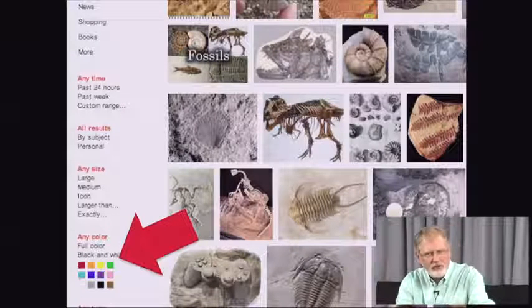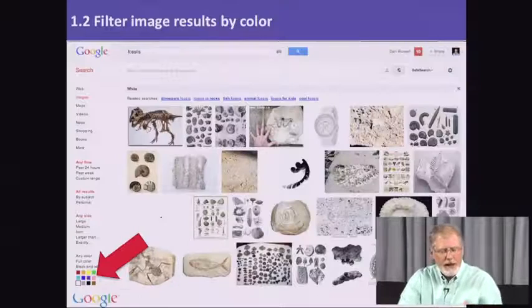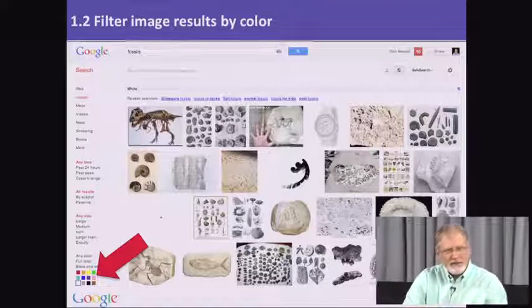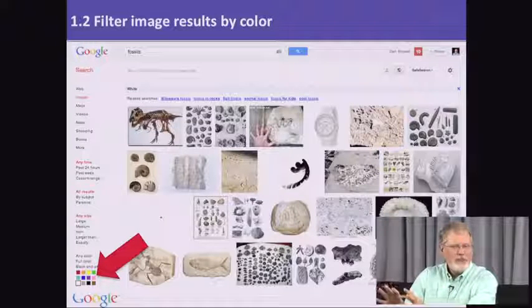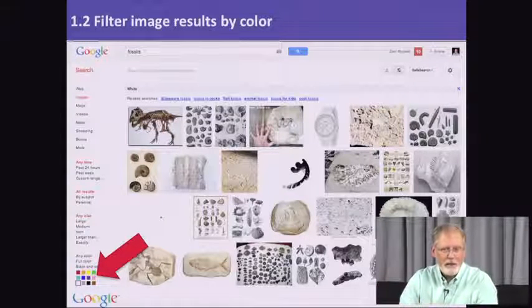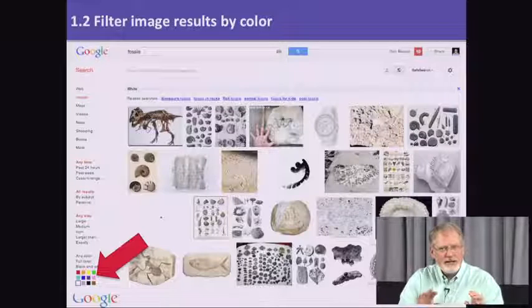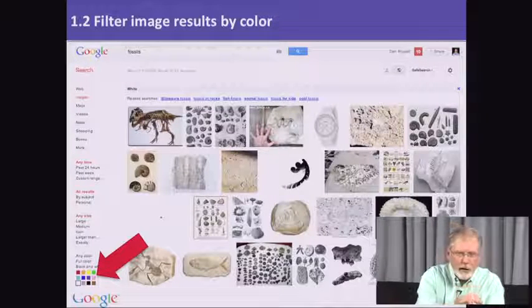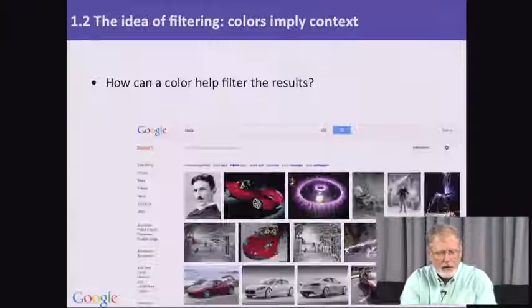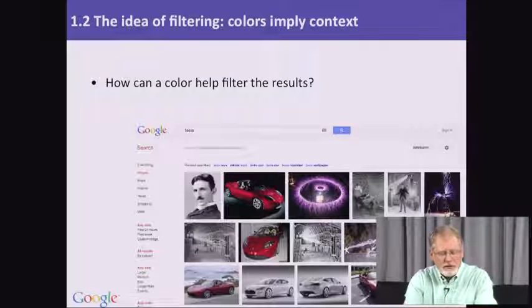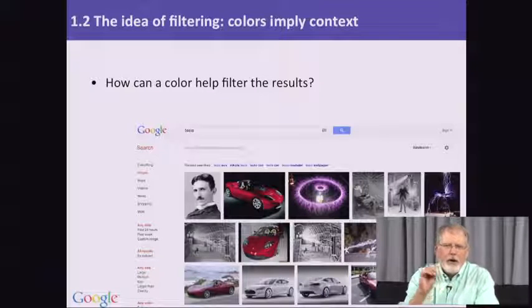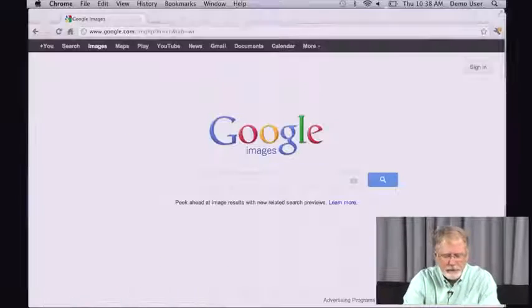So here we've done a search for fossils, and now I've clicked on the color chip for white. And what that does is it says, look, I want images that are primarily white or have a lot of white in the background. What this does is it lets you take your search results and filter by that color. One of the things you can do with this is filter not only by the color, but by the implied context. But let me show you a live example.